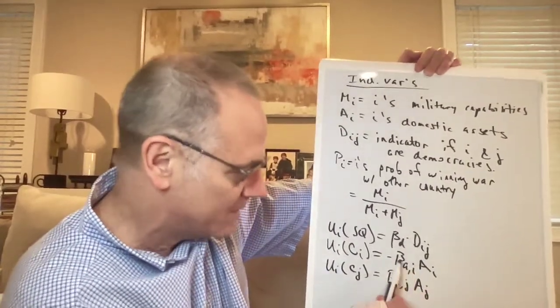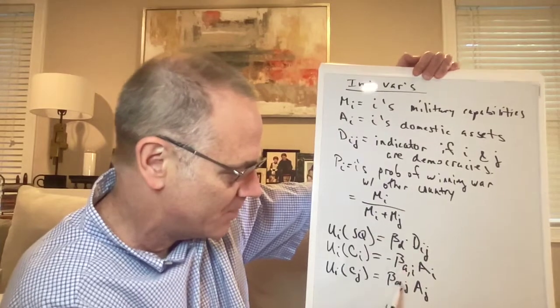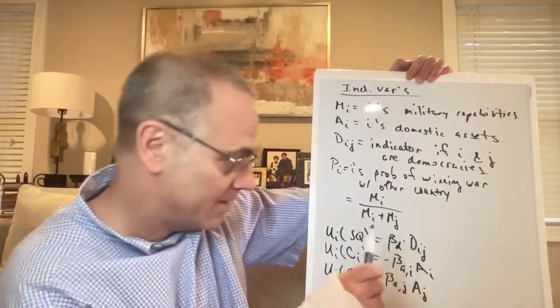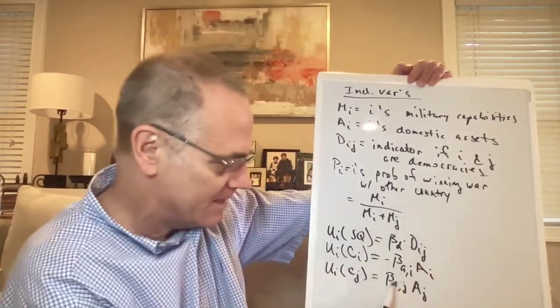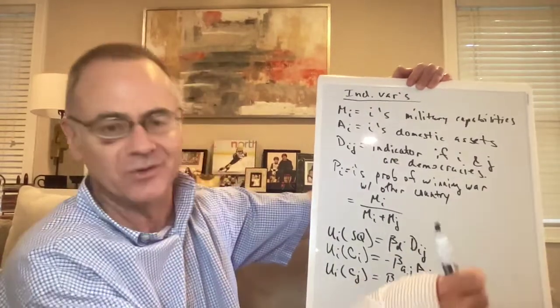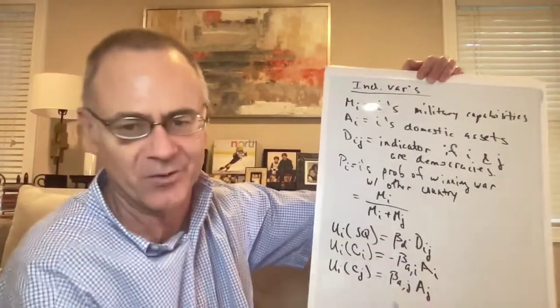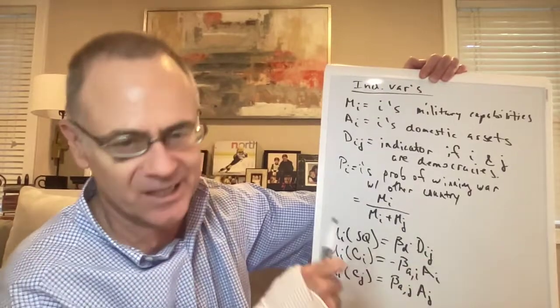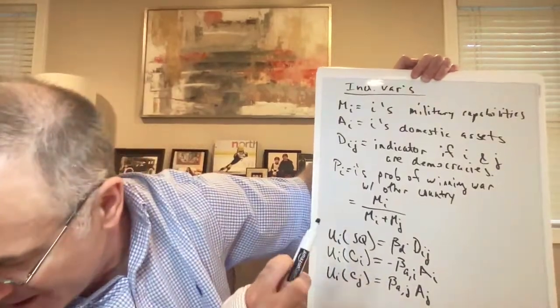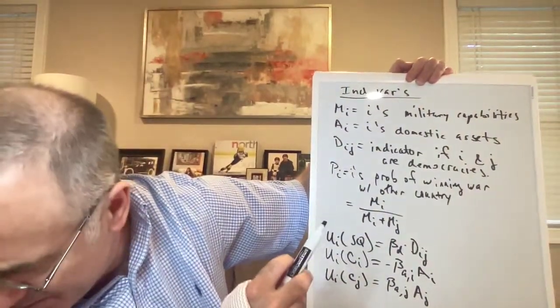It's possibly a different beta than that beta. And it's multiplied by the other guy's assets. And I didn't put a negative sign because you take them. You steal, if the other guy capitulates, you steal his assets.